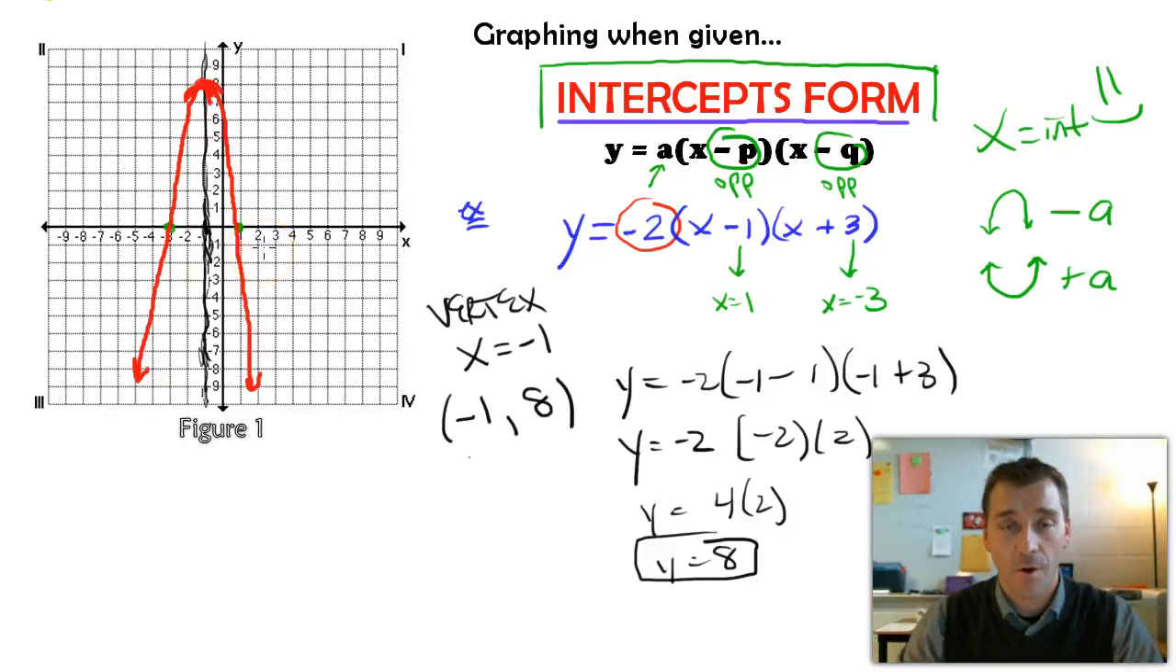That is awesome. So you got your vertex up there. By the way, that would also be called the maximum value. Why is it the maximum? Because that's the highest that this graph ever goes. That's the highest that the graph ever reaches. And it goes through these two x-intercepts.